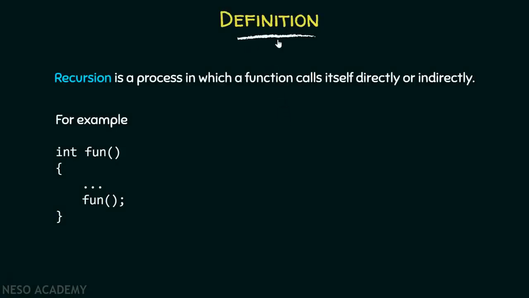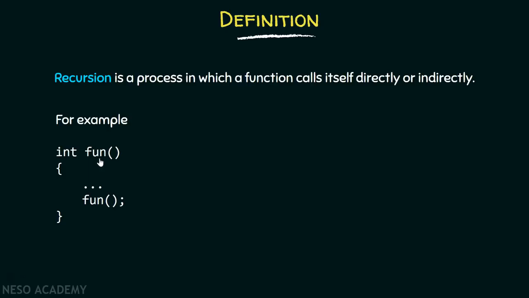What is the definition of recursion? Recursion is a process in which a function calls itself directly or indirectly. For example, function fun is calling itself. As you can see, this is the call to the function fun itself, right? Inside this function fun, you are calling this function again. This is nothing but recursion.